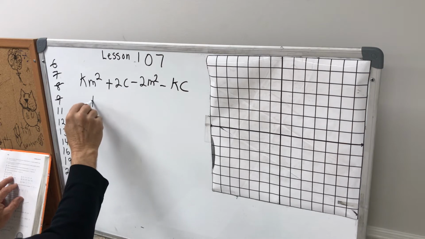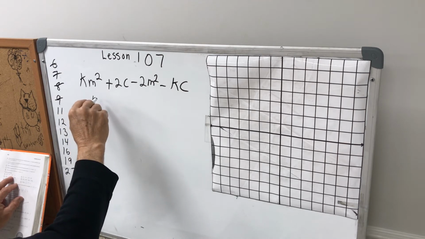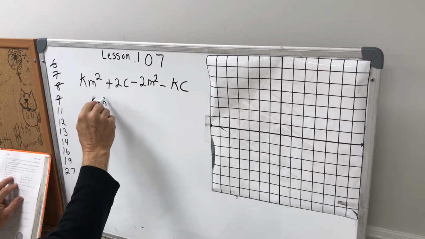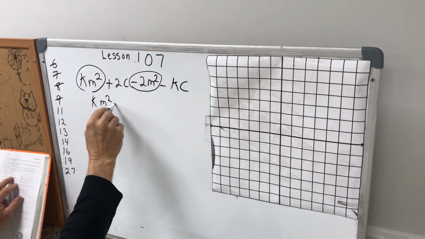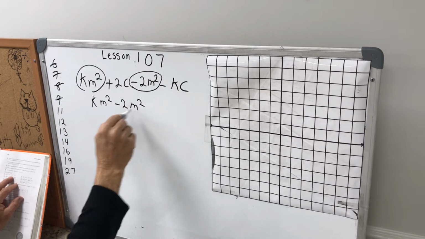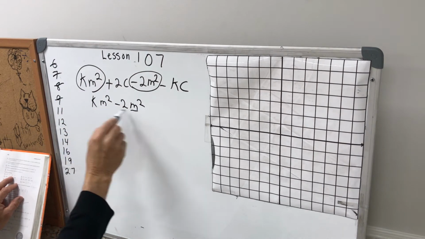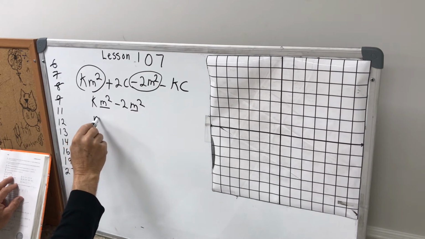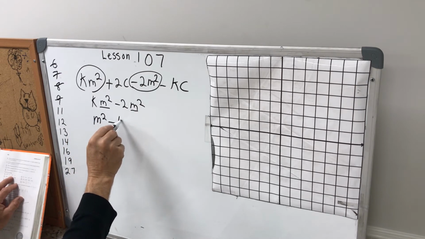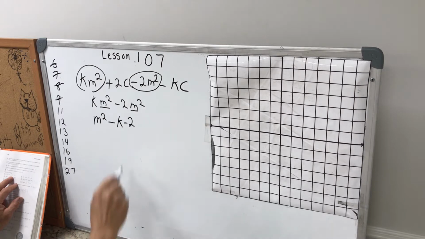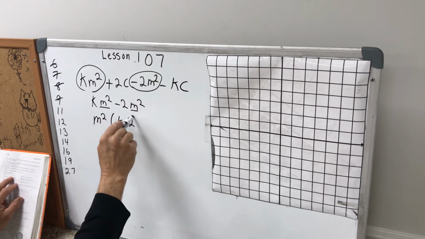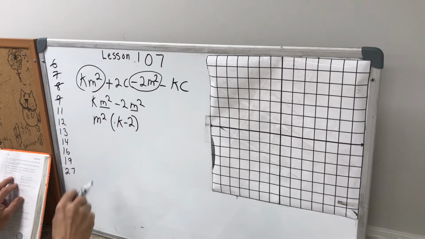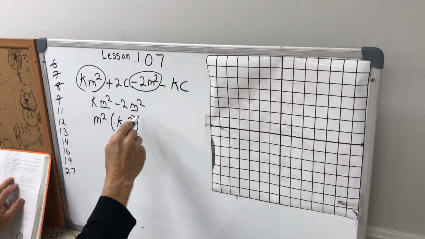I'm seeing a k, m2, and then this one has an m2 also. Let's try that, negative 2m2. Factor out the m2. So I have an m2. That leaves me with a k negative 2. Whoop. K negative 2. That's correct, right? All right, so now we have these two to go.